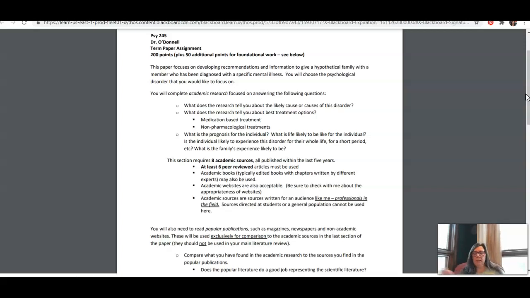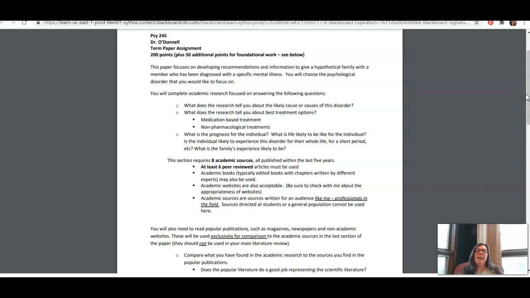You don't need to do anything more with this. You don't need to create a family, but I want you to imagine a hypothetical family that you're providing information to. They have a family member that was recently diagnosed with the disorder that you're looking at. And so you're writing the paper as the expert to give good information to people who know much less than you do about it and yet want to know a lot. Okay, so you don't need to do anything about that hypothetical family. You don't need to create a biography for them. You just need to imagine that that's who you're writing to.